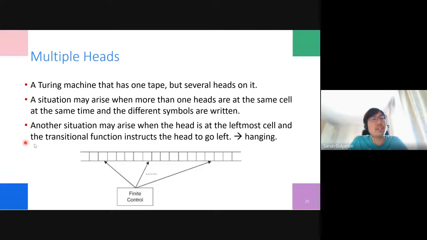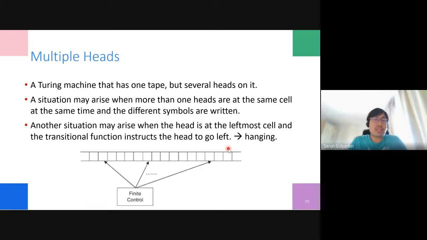Another situation that you need to be aware of may arise when the head is at the leftmost cell, and the transition function just keeps instructing it to move to the left. So it gets into a loop where the head keeps getting the same operation of going left when it has already hit the leftmost cell. We can call it hanging, because it is just stuck there. So this is another situation that you need to be aware of when you use the multiple heads Turing machine.